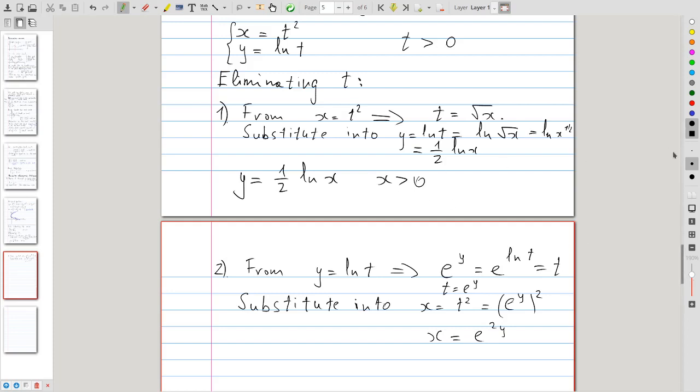And so we have two different ways to think of this curve, the curve with this parametric equation. It's either y is a function of x or x is a function of y. And depending on which dependence you're interested in, you can use the corresponding approach to solve for t.